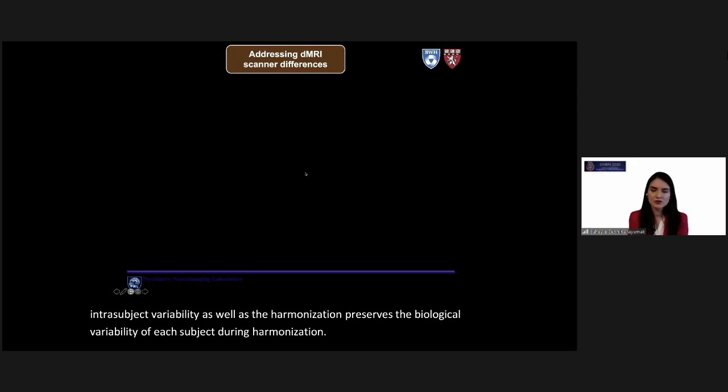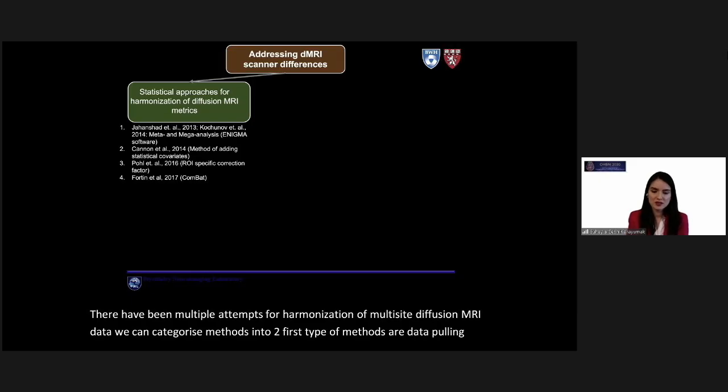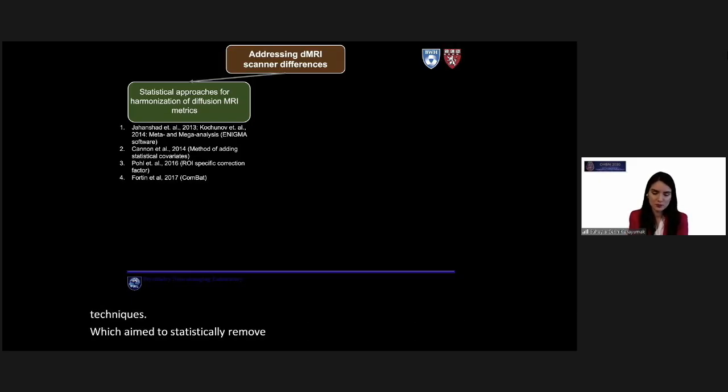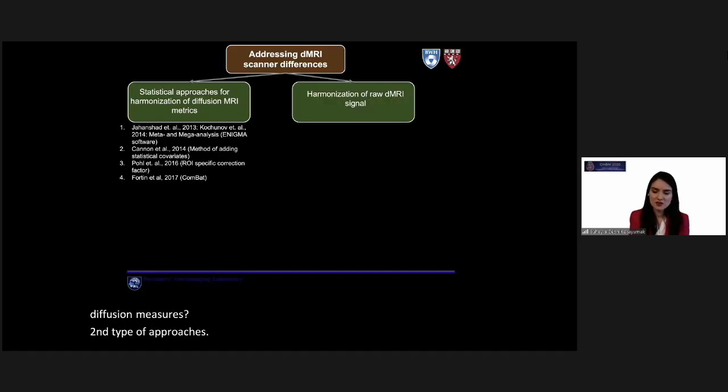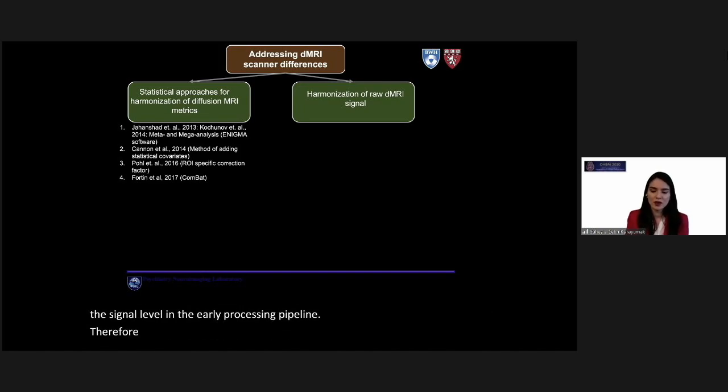There have been multiple attempts at harmonization of multi-site diffusion MRI data. We can categorize the methods into two. The first type of methods are data pooling techniques, which aim to statistically remove the scanner differences from the derived diffusion measures. The second type of approaches remove the scanner-specific differences from the raw diffusion MRI signal, which also includes multiple works of ours. The approaches in this category are applied at the signal level in the early processing pipeline. Therefore, the method allows the use of any diffusion MRI data processing, like tractography and model fitting methods, after harmonization.